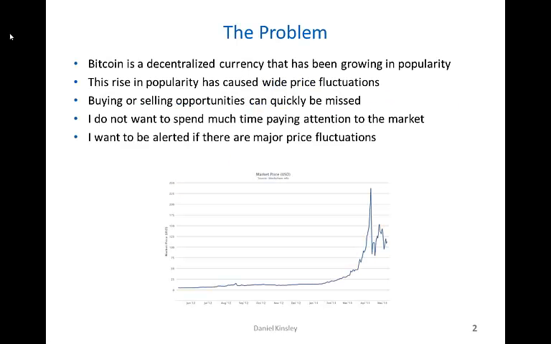So Bitcoin is a decentralized currency. It's just like dollars or euros, except it's not controlled by a central government. The recent rise in popularity has caused the market to fluctuate wildly. For example, one day in April, the price skyrocketed to $250, only to plummet back the next day. And because of this extreme volatility, it's easy to miss an opportunity to sell high or to buy low.